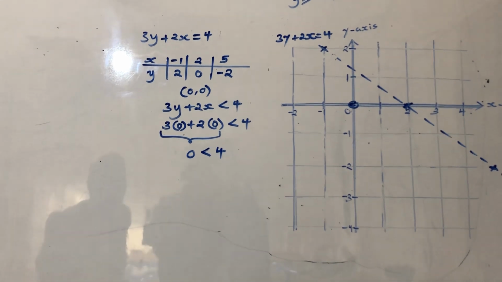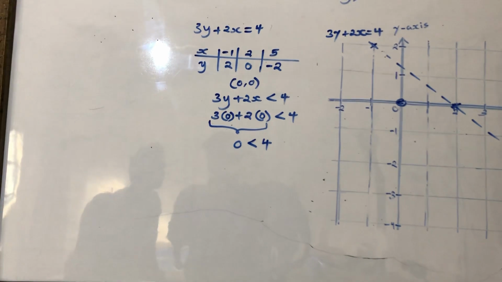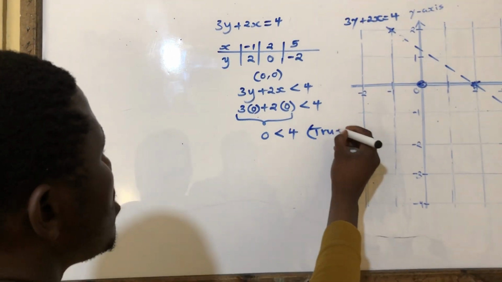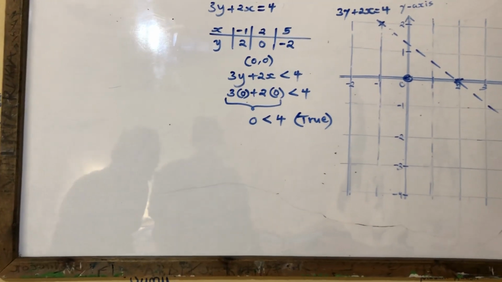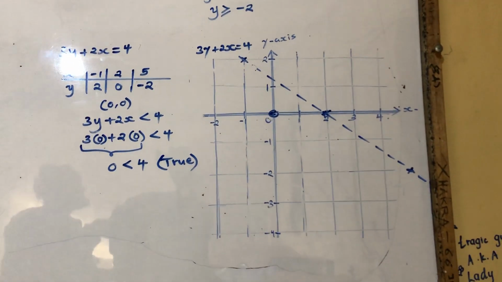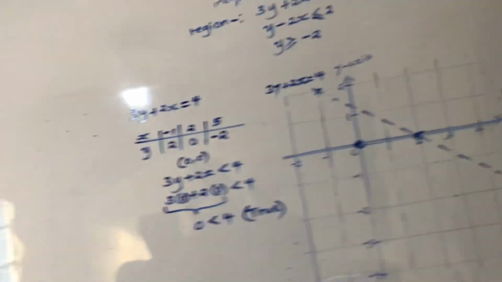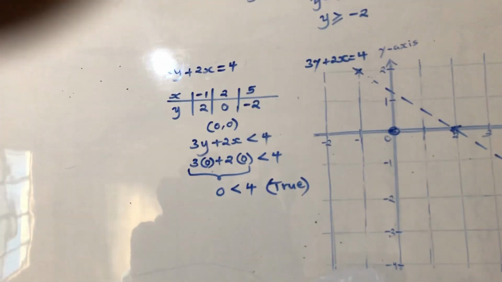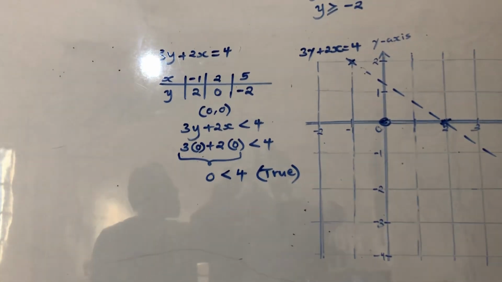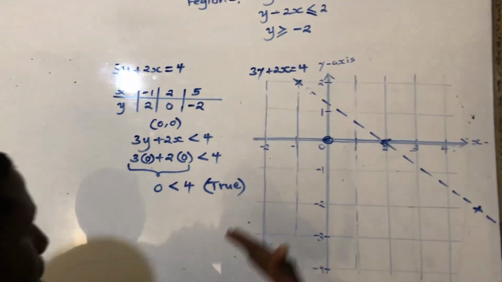When we say that 0 is less than 4, is it mathematically true or false? It is mathematically true that 0 is less than 4. So if it is true that 0 is less than 4, then the region where 0, 0 came from must not be shaded. The region where 0, 0 came from must not be shaded. So what do we have? Take note. 0, 0 came from which side?